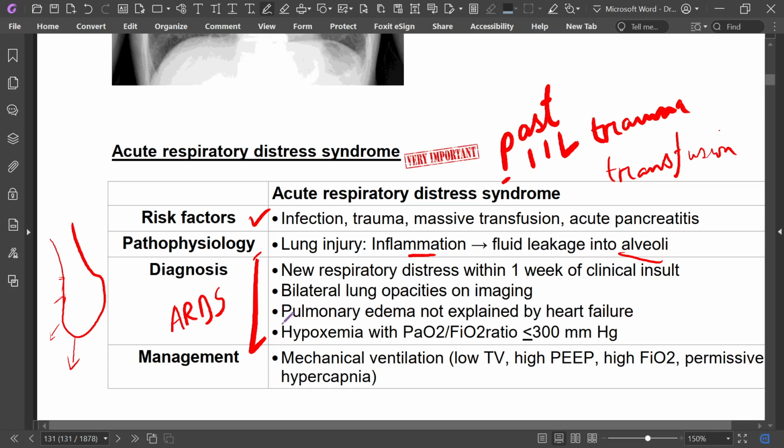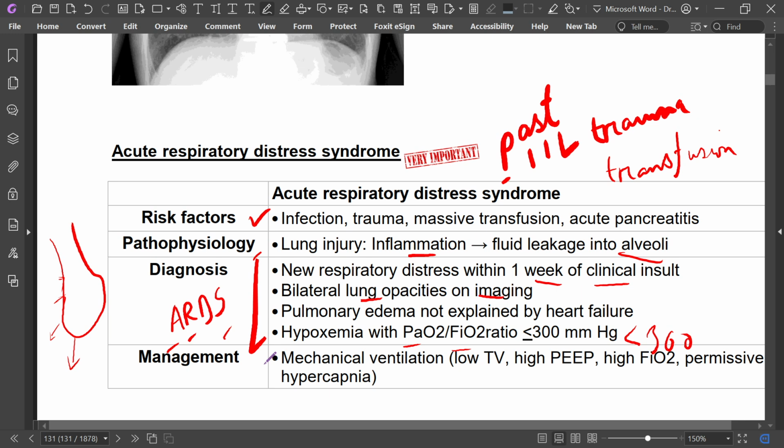That means symptoms of respiratory failure within 1 week of insult. First of all, abnormal chest x-ray, that means bilateral lung opacity on imaging. Then respiratory failure within 1 week of clinical insult. Third is decreased PaO2/FiO2, that means a PaO2/FiO2 ratio less than 300.